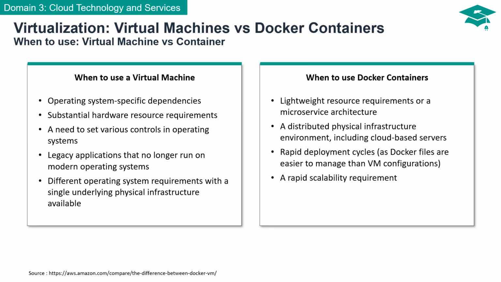For applications or services with lightweight resource demands, or in a microservices architecture where each component is small, Docker containers are a more efficient choice. When deploying across a distributed physical infrastructure, including cloud-based servers or edge locations, containers offer agility and rapid scaling capabilities. If your organization values quick and agile deployments, Docker containers excel because Dockerfiles, used to define container images, are easier to manage compared to VM configurations. Containers are well suited for applications that require rapid scaling up or down based on fluctuating demand. Their fast startup times make them ideal for this scenario.